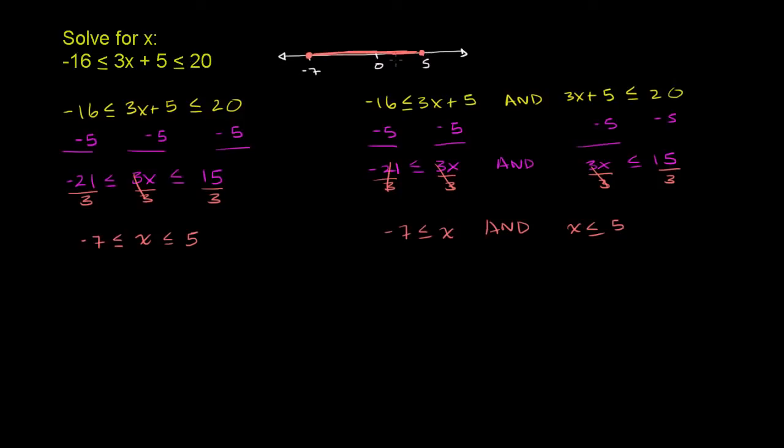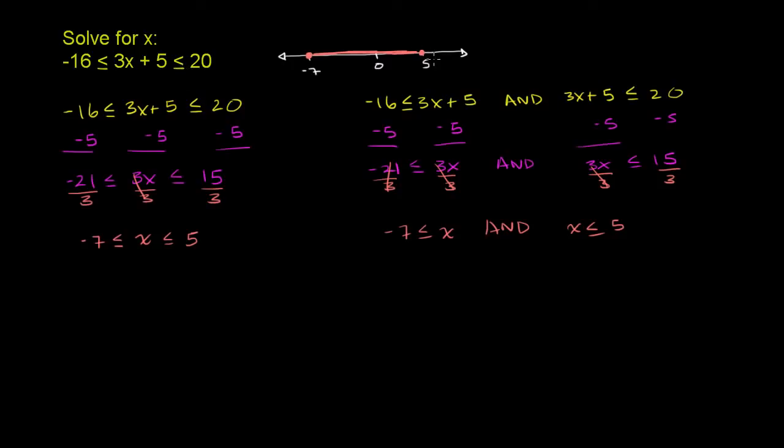You could try 5. If you put 5 here, you get 3 times 5 plus 5. Well, that's just 20. Negative 16 is less than or equal to 20, which is less than or equal to 20. That works. Negative 7 should also work. 3 times negative 7 is negative 21, plus 5 is negative 16. So you get negative 16, which is less than or equal to negative 16, which is less than or equal to 20. And you could try other values.